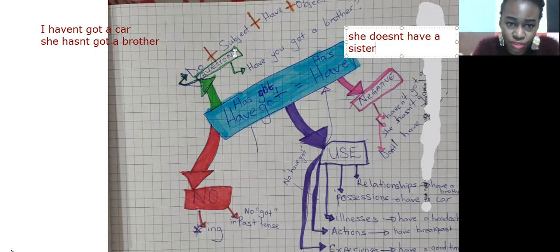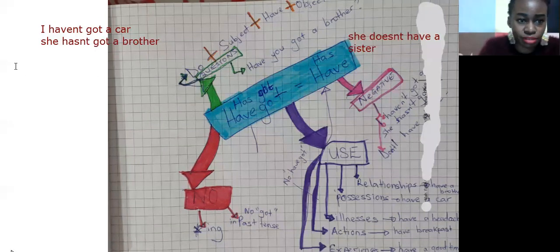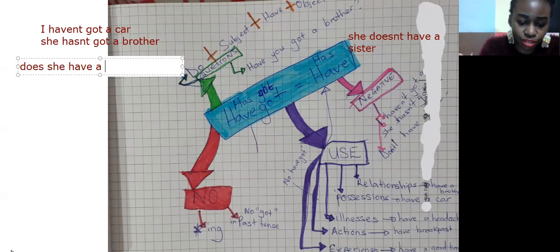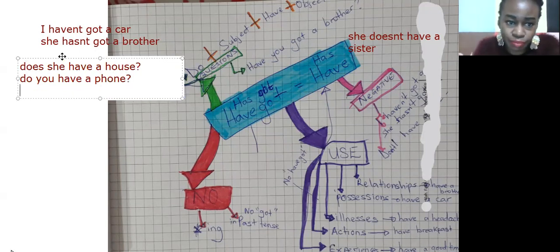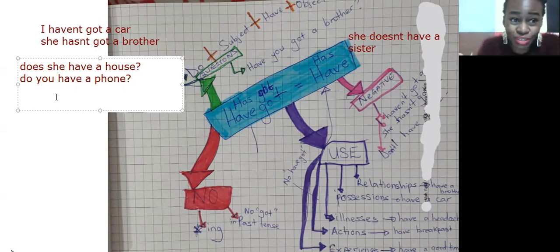What about questions? Questions, we use do or does, subject, have, and object. For example, does she have a house? Or do you have a phone? Like that. But for have got, we say have you got. So no, we don't use do, we use have at the beginning. So have you got a brother? Have you got a sister? Etc.